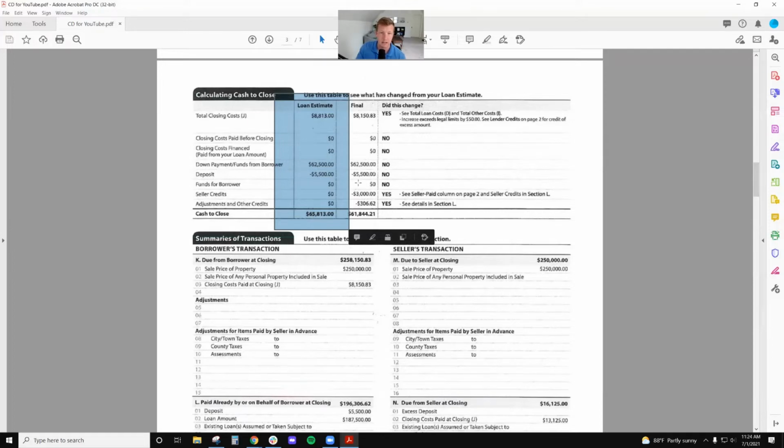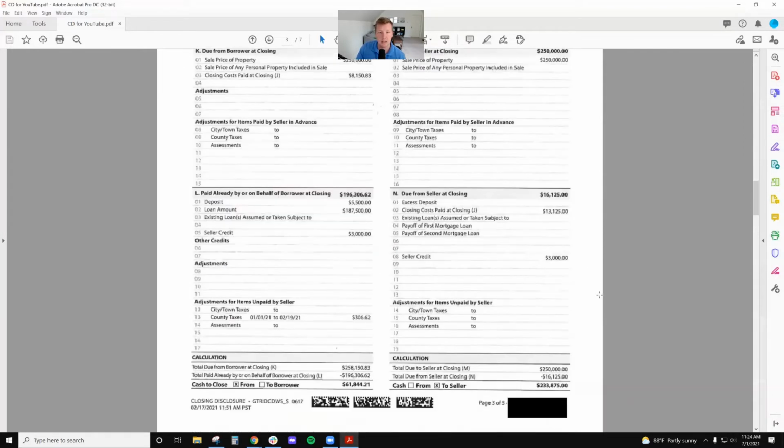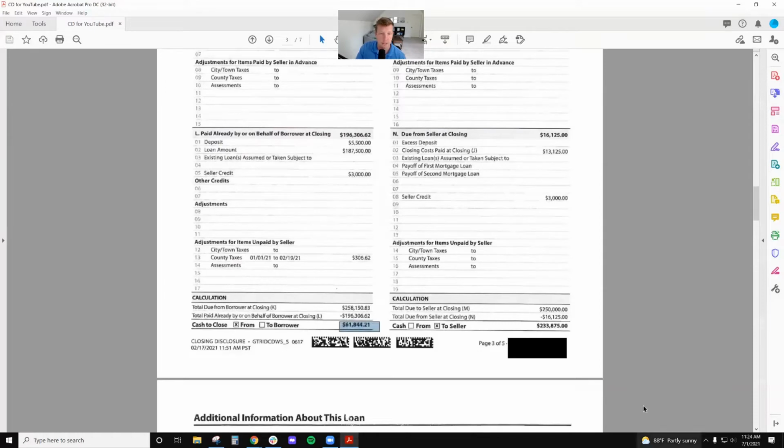of $65,000. Now the final ended up being $8,100 in closing costs, a down payment of $62,500, a deposit of $55,000. We got seller credits, and then we also have an adjustment here. So because of the seller credits and the adjustment, and because the actual closing costs were a little bit lower, we only need $61,844 cash to close. Now that $61,844 should match this number down here. So that does match, and that is good.